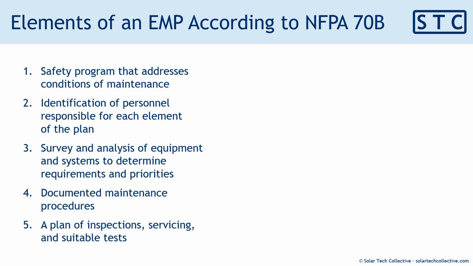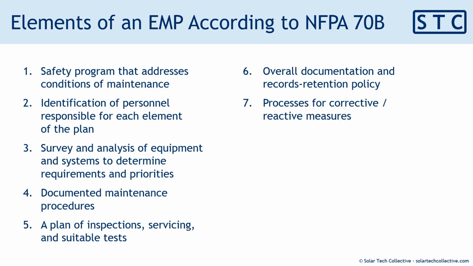The plan must address inspections, servicing, and testing. Documents and records need to be retained to support program continuity and evolution. There need to be processes for when to perform and document reactive or corrective maintenance that are based upon data. An EMP isn't just about preventive maintenance.